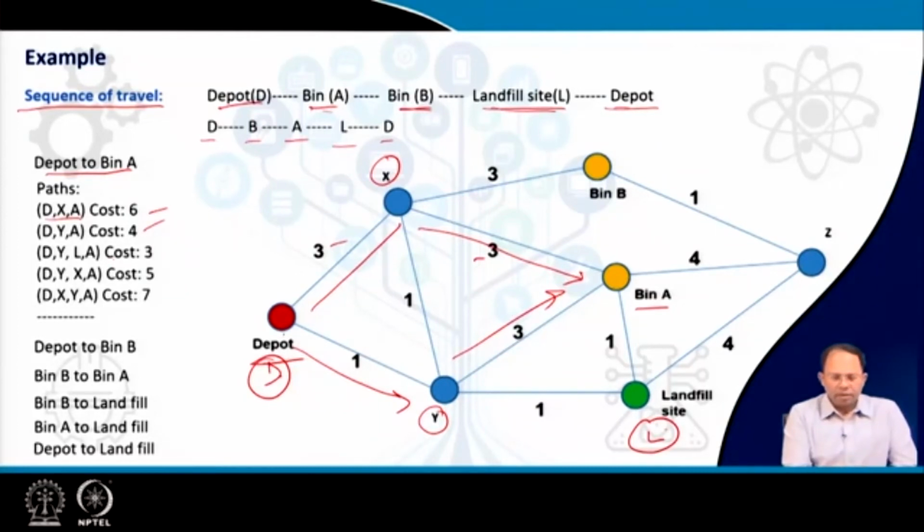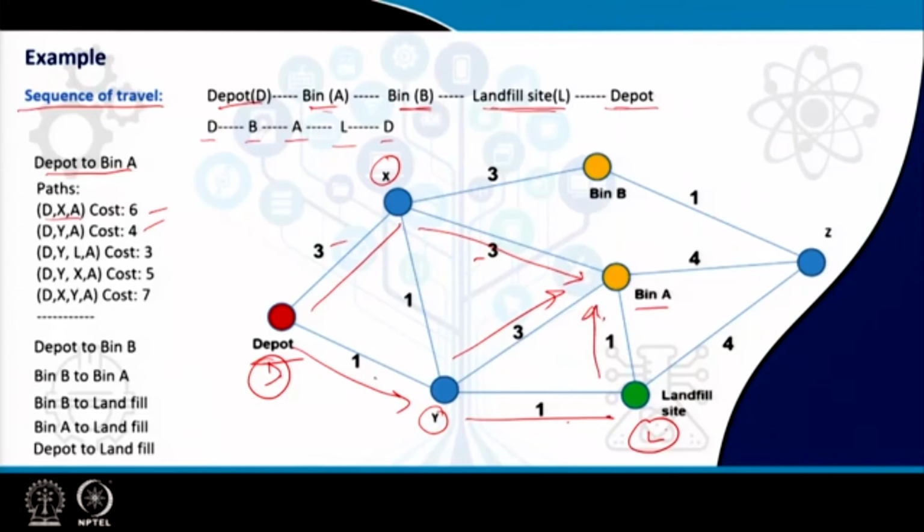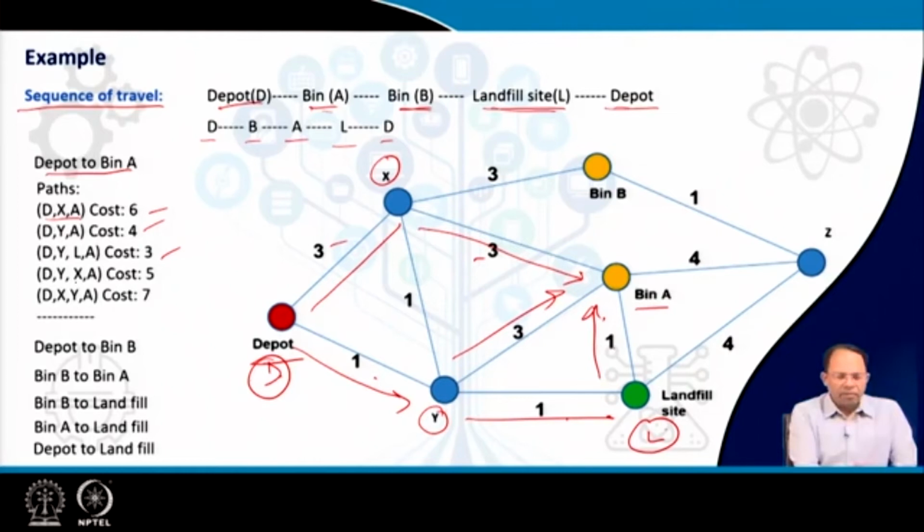Then DYLA: from D I can go to Y, then from here I can go to L and then to A. So I take the same path and then go over here. Here the path cost is 1 plus 1 plus 1, which is 3. Then DYXA: D, then Y, then X, then A. So I will come like this, then go like this, then like this. This path cost is 1 plus 1 plus 3, so that is 5. Then DXYA: D to X, then Y, and then A directly. So DXYA is 3 plus 1 plus 3, so that is 7.